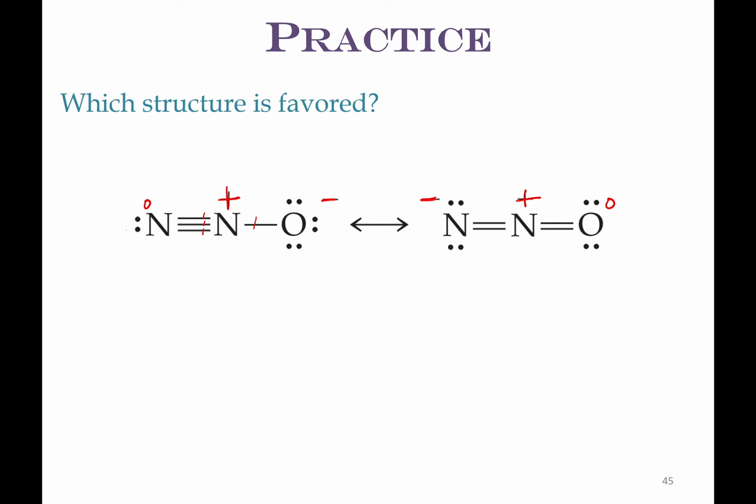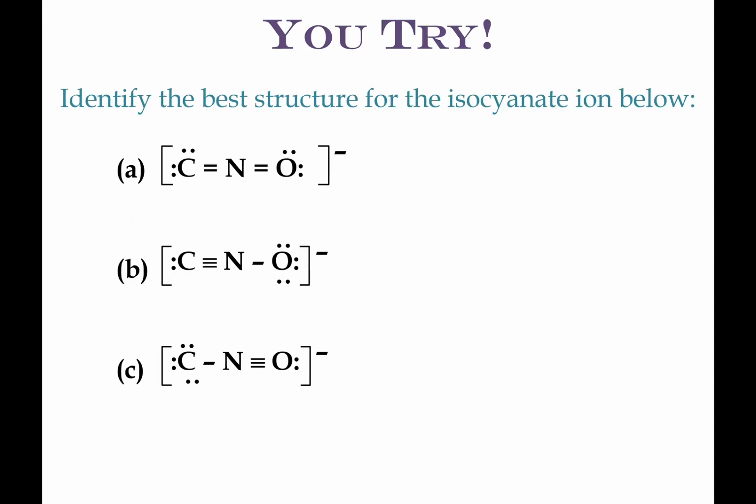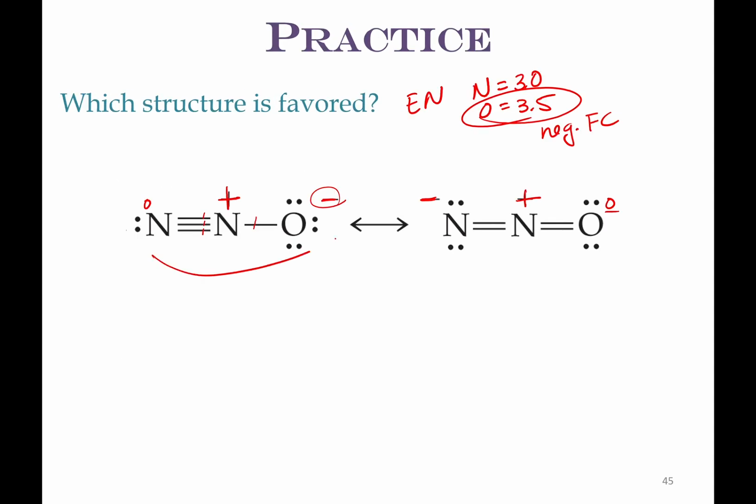But in this case, the only thing different really is the electronegativity: nitrogen is 3 and oxygen is 3.5. So whenever possible, oxygen should get the negative formal charge whenever possible. So let's look. Here oxygen has a 0, here oxygen has the negative. So this one would be correct because it has the negative formal charge on oxygen. It would be preferred.